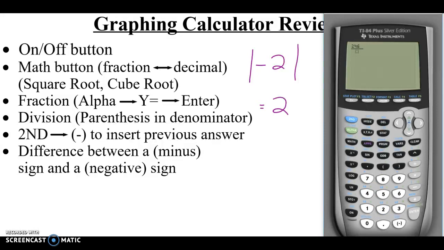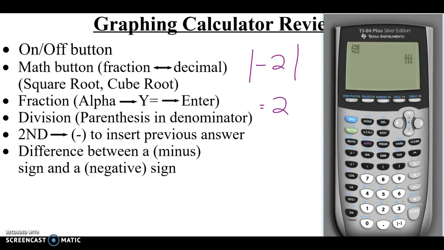Has everyone gotten to this point? So alpha y equals enter. And then see how it's flashing a little arrow? Hit the right arrow, and that'll go down to the bottom of the fraction for you. And on the bottom, let's type 422. Go ahead and hit enter.